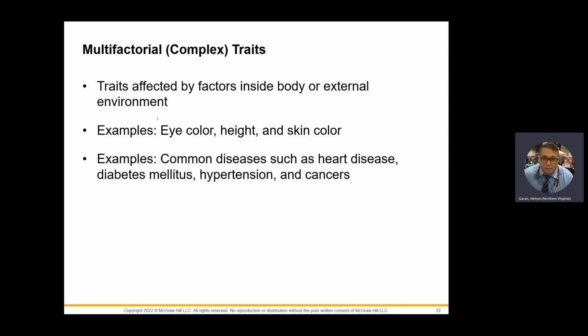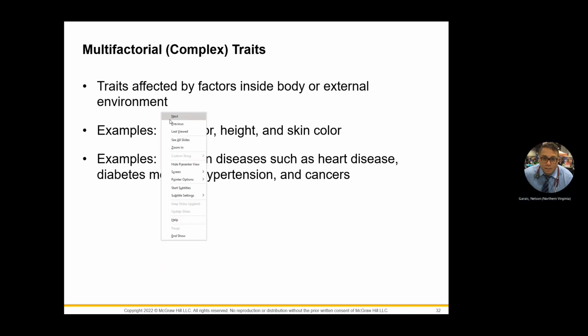Multifactorial, we already talked about that in polygenic or pleiotropic genes. It's eye color, height, skin color. This is classic. You can see how it was mentioned several times in this lecture. Therefore, what are the odds of it coming out?